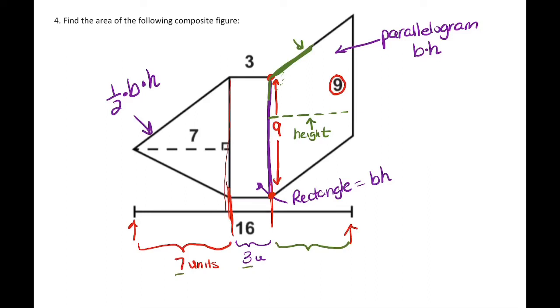Well, we know that from here to here, that's 10 units. 7 plus 3 is 10. What does that have to be? Well, we know that the entire thing is 16. So if that's 10, this has to be 6. 6 plus 10 is 16. So the entire height is 16 units, and the height of the parallelogram is definitely 6 units.